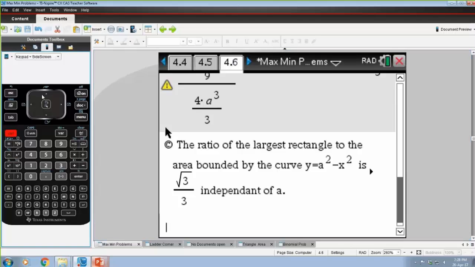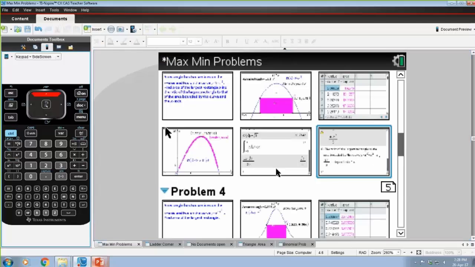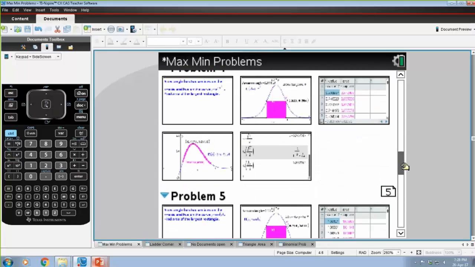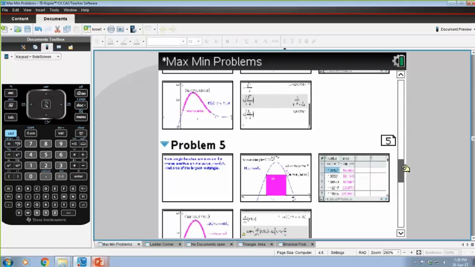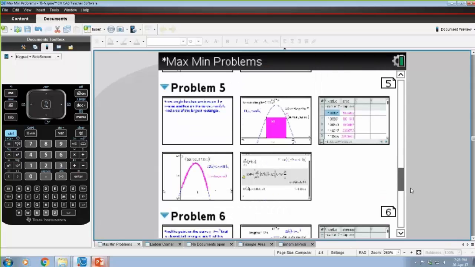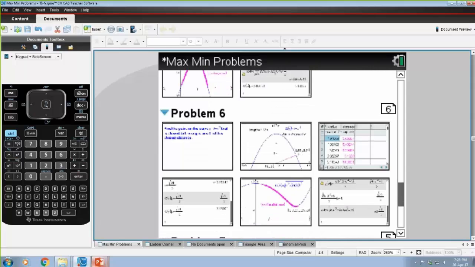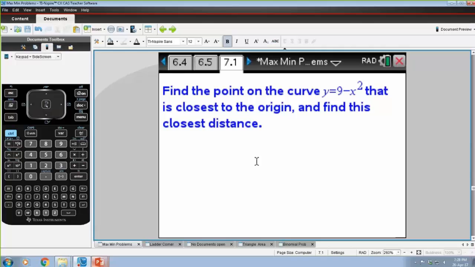Now, before we just quickly move on to the ladder problem, there's lots of problems I've got here. Notice that when we press Control up arrow, we can see the sort of PowerPoint slides here. Another max-min problem that I thought of when we did this is to look at this problem here. Find the point on the curve that is closest to the origin and find this closest or minimum distance.